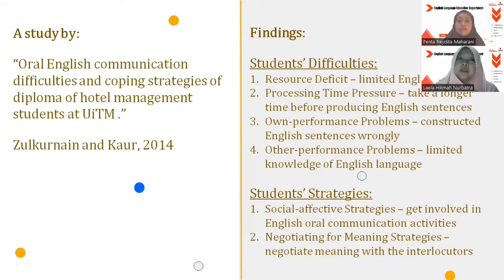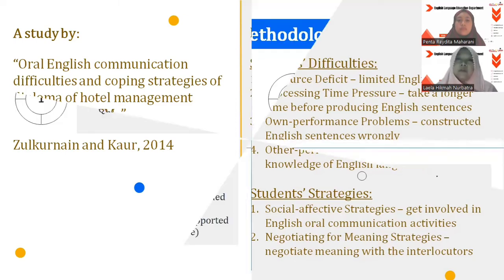So their study, Zulkarnain and Kaur in 2014, also suggested two student strategies. The first one is social affective strategies, in which students get involved in English oral communication activities, and the second is negotiating for meaning strategies, in which the student can negotiate meaning with the interlocutors.